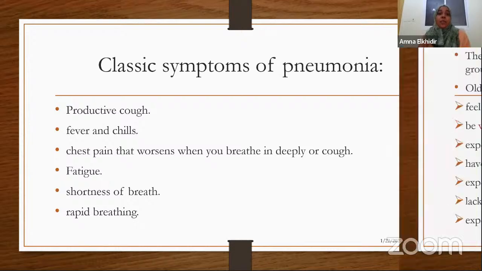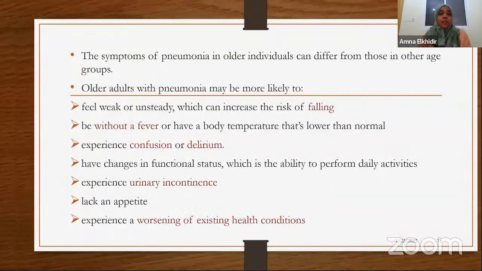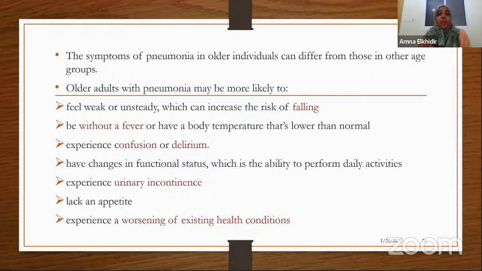Actually, these symptoms in the older population may differ from other age groups. Older adults may feel weak or unsteady, which may increase the risk of falling. They may have no fever. Actually, they may have decreased body temperature, and they may experience confusion or delirium. They may experience urinary incontinence, lack of appetite, and a worsening of existing health conditions. So symptoms in elderly patients differ from young populations.